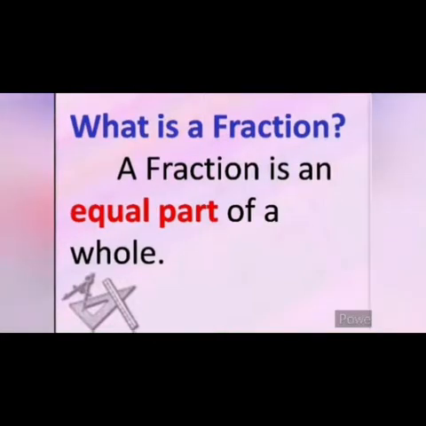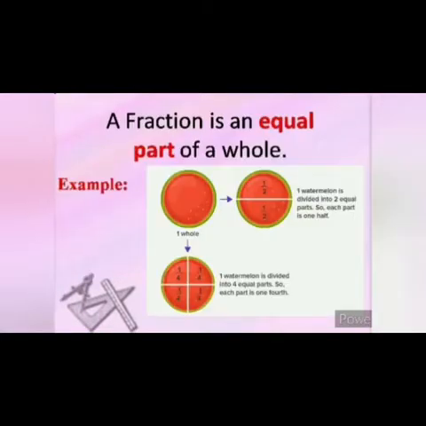Can we see one example children? See, in the first picture, the whole piece of watermelon. In the second one we divide it into two. Yes, one watermelon is divided into two equal parts. So each part is 1/2. We denote 1/2 as 1 by 2. In the third picture, one watermelon is divided into how many equal parts? 4 equal parts. So each part is 1/4. We represent 1/4 as 1 by 4.